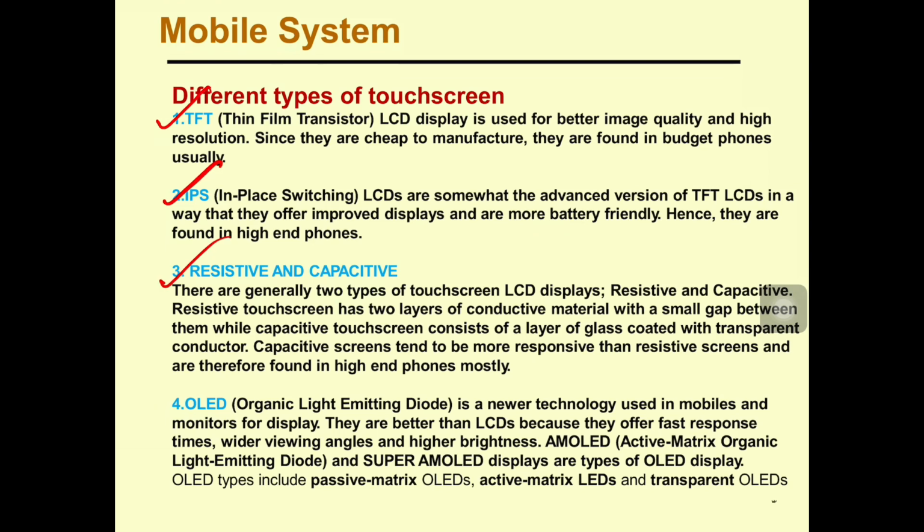There are generally two types of touch screens in LCD displays. First one is the resistive and second one is the capacitive. Okay, a resistive touch screen has two layers of conductive material with a small gap between them, while a capacitive touch screen consists of a layer of glass coated with transparent conductor. Okay. Hence, we can say that capacitive screens tend to be more responsive than resistive screens, and these are found in high-end mobile phones mostly. Okay.